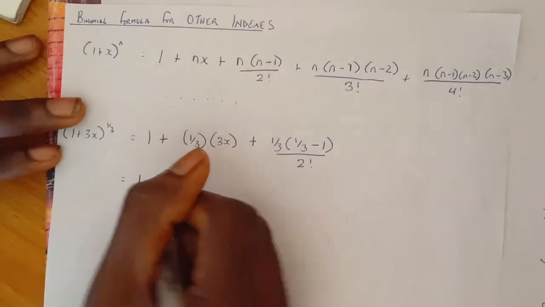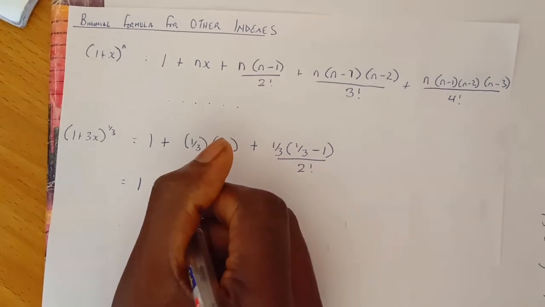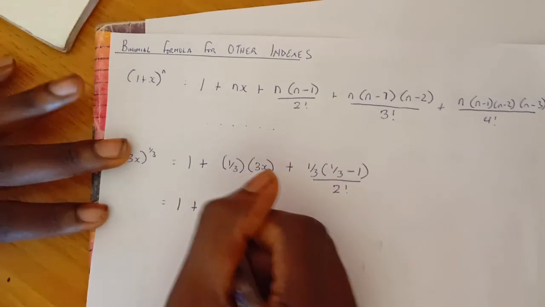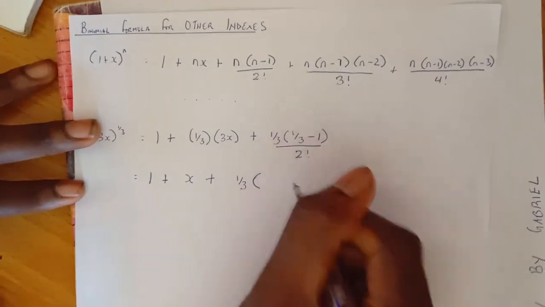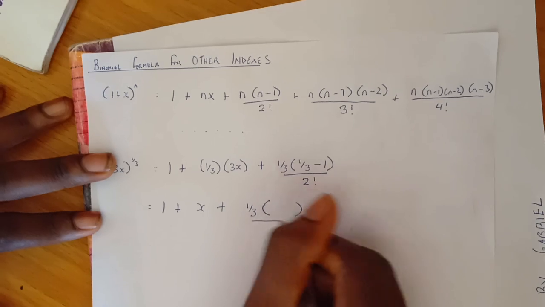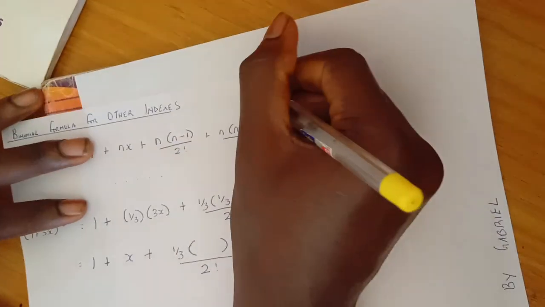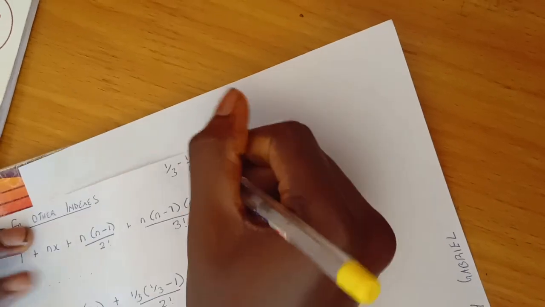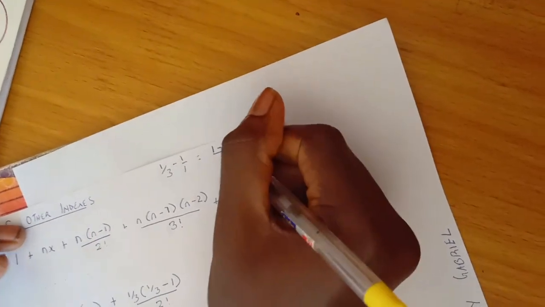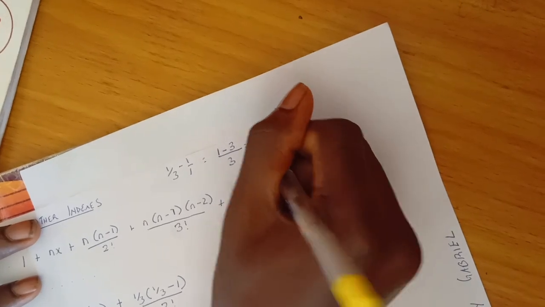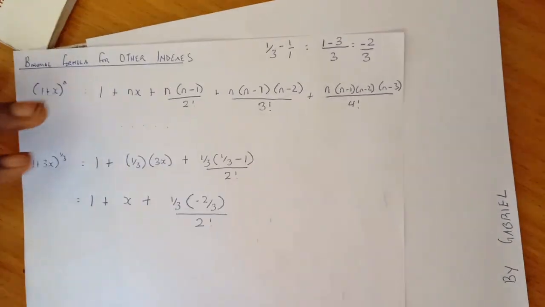So that is 1 plus 1 over 3 times 3x. That is practically 3x over 3, if I'm not wrong. That is just x plus 1 over 3 minus 1, divided by 2 factorial. So 1 over 3 minus 1, let's solve that. 1 over 3 minus 1 over 1, where our LCM is going to be 3. 3 into 3, 1 times 1, 1 minus 1, and 3 into 3, 3 times 1, 3. That is negative 2 over 3.